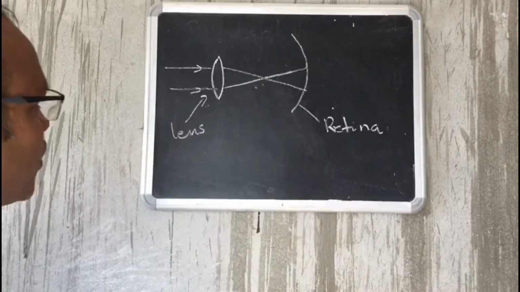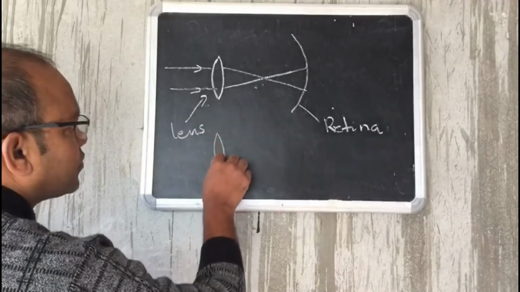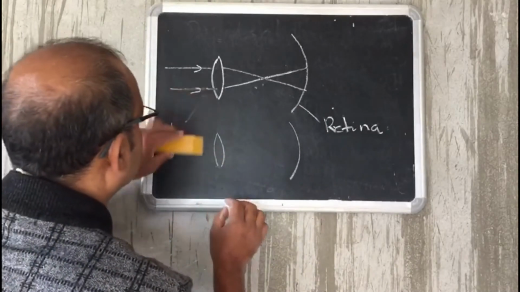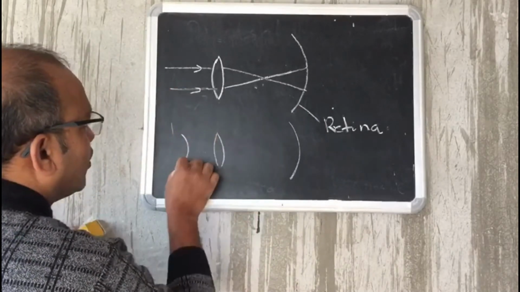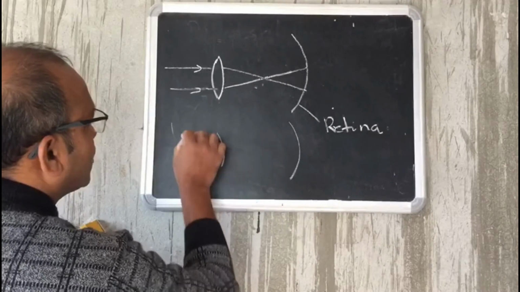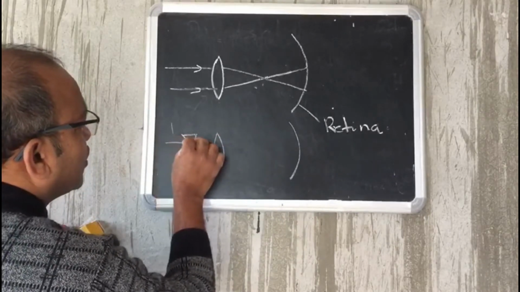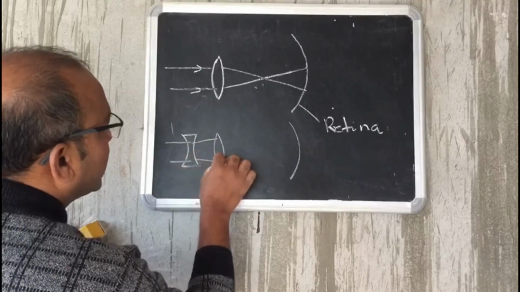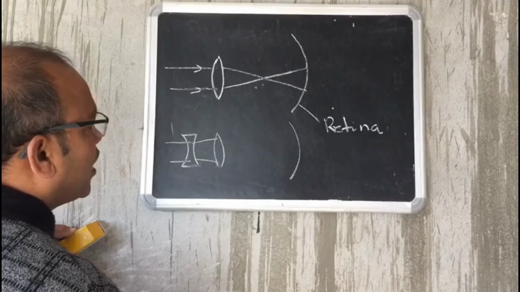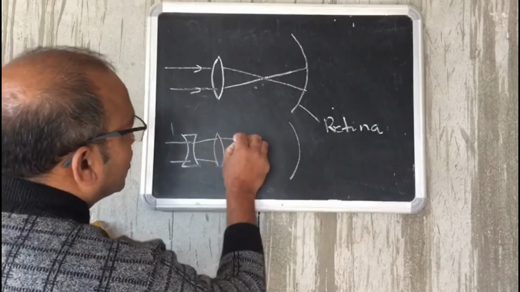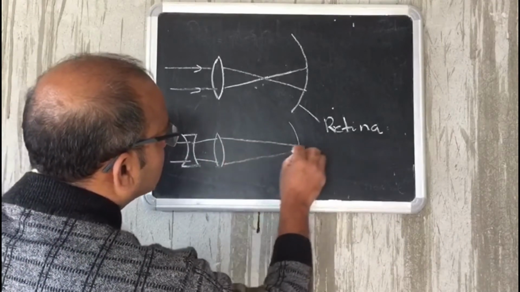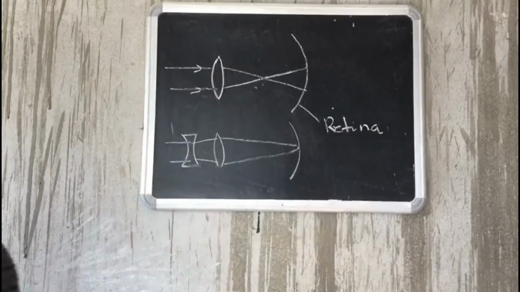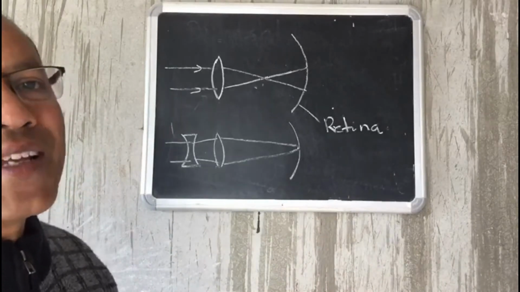So to correct this, what we do is we use a biconcave lens. The biconcave lens allows the light to diverge before it enters into the lens. And after this divergence, now the light falls exactly on the retina, because of which we get a clear picture. The power here that we talk about is the minus power.